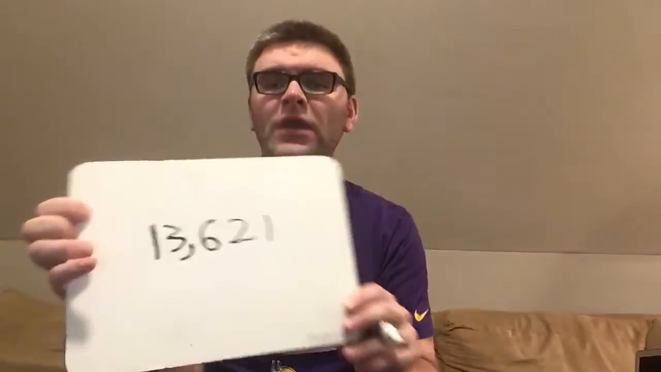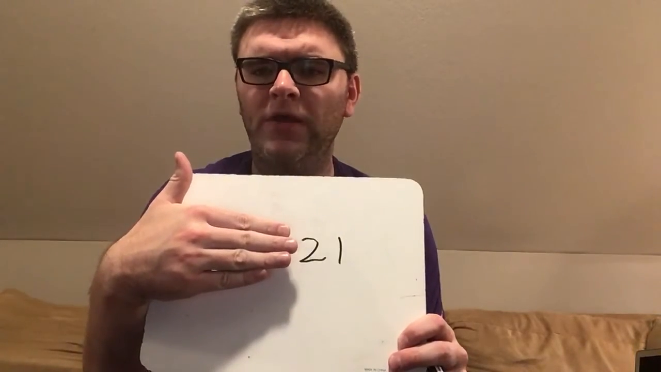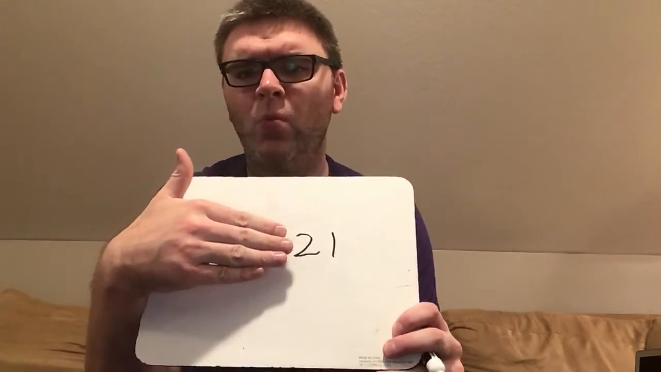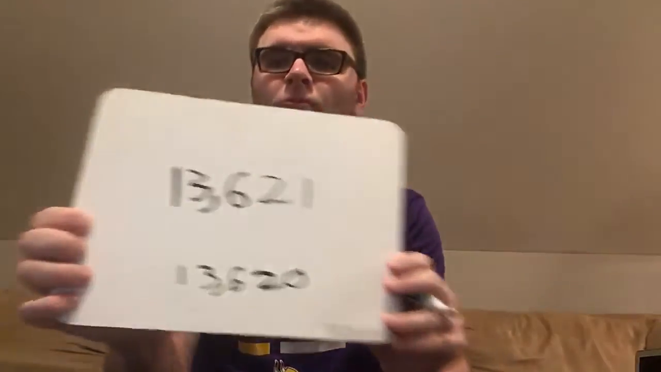Even if I do 13,621 and I want to round to the nearest 10, now I'm just covering up 3 numbers. 21. Okay, that's between 20 and 30. 1 rounds down, so that's 20. Everything else stays the same. 6, 3, 1. 13,620. It only went down 1, but that's how we round to the nearest 10.